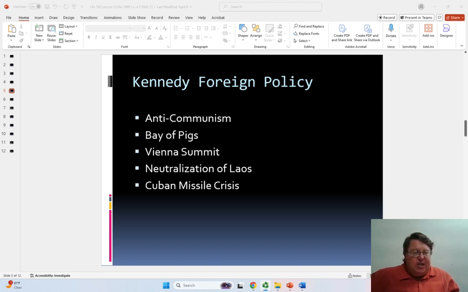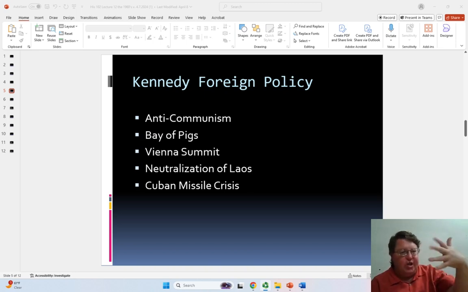Throughout the 1960 election, Kennedy is accused of being soft on communism. Okay, and so to show that he's tough on fighting communists, the new President Kennedy decides to go ahead with this Bay of Pigs invasion. At the last minute, the Kennedy administration pulls air support. They don't want the Air Force involved in air support.